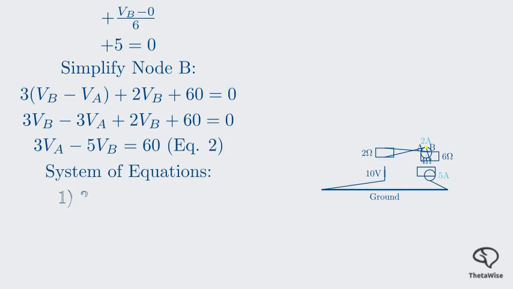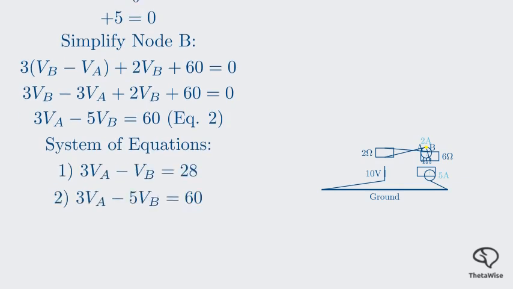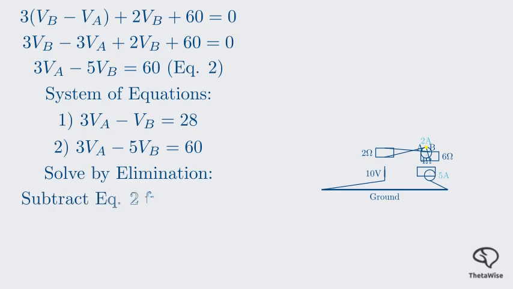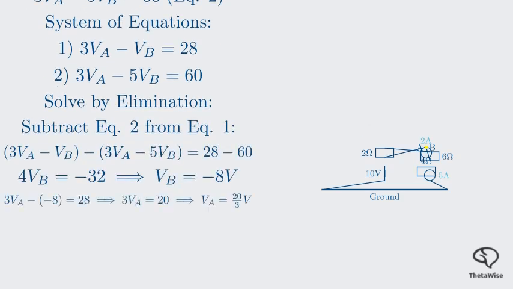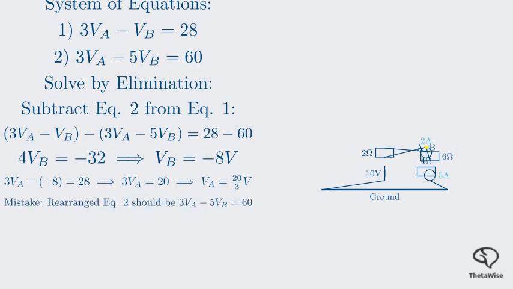Now we have our system of two equations. We can solve these by elimination. Notice the 3VA term. If we add equation 1 and equation 2 together, the 3VAs cancel out, leaving us with minus 4VB equals minus 32. This means VB must be 8 volts. Plugging this back into equation 1 gives us 3VA minus 8 equals 28, so 3VA equals 36, and VA equals 12 volts. Wait, I made a mistake.